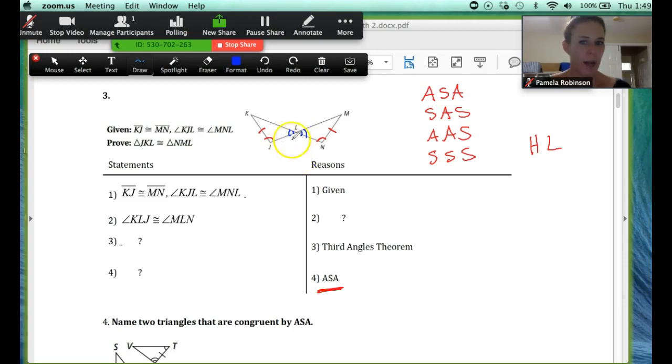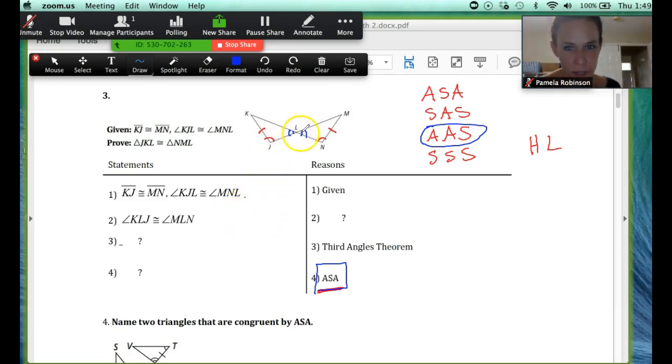Now, if I know that, I can have angle, angle, side right here, and I can prove these two triangles are congruent really quickly. Now, this is a scaffolded proof, and they want me to use angle, side, angle. So I'm going to have to get this angle to be congruent to this angle in order to use angle, side, angle. All right, well, let's look at that and see how we could do that.